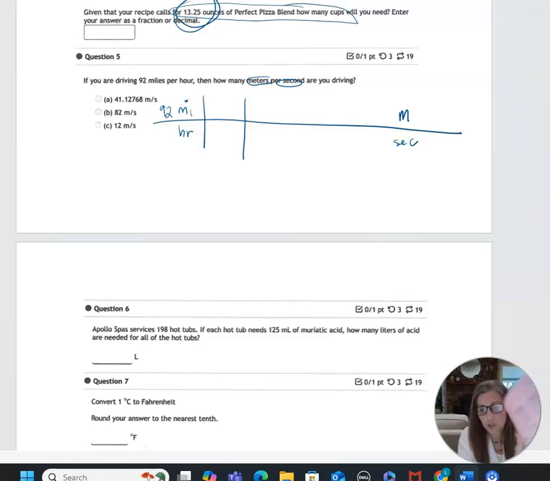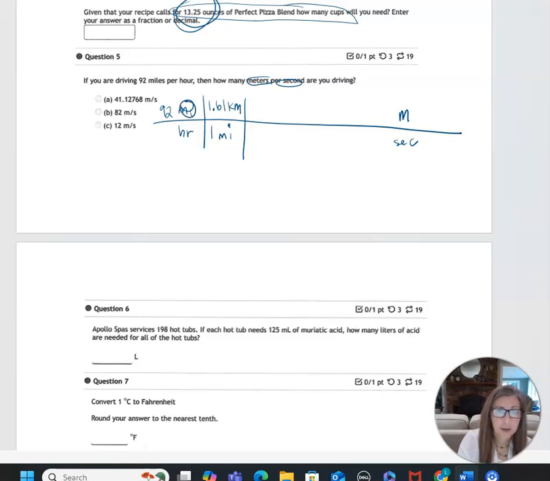I go to my conversion chart, which I printed out. 92 miles. All right, I see I can go from miles to kilometers, and then I guess I'll have to go from kilometers to meters. I don't see where it goes straight from miles to meters. Let's see, feet. Okay, so let's look at our conversion chart. I see that 1 mile is 1.61 kilometers.